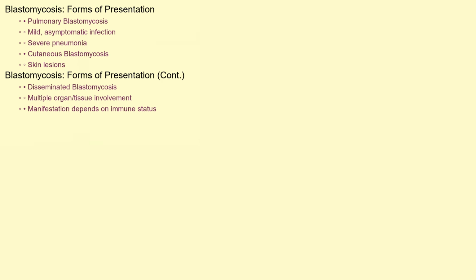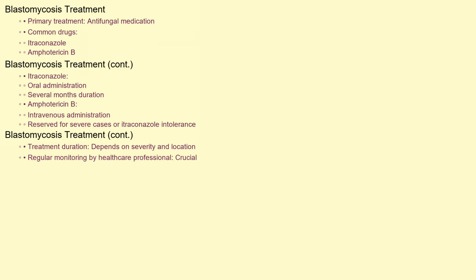Blastomycosis can present in different forms: primarily pulmonary, affecting the lungs; cutaneous, affecting the skin; and disseminated, spread throughout the body. Pulmonary blastomycosis can range from mild, asymptomatic infection to severe pneumonia. Cutaneous blastomycosis typically presents with skin lesions, while disseminated blastomycosis indicates involvement of multiple organs and tissues. The manifestation often depends on the immune status of the host.